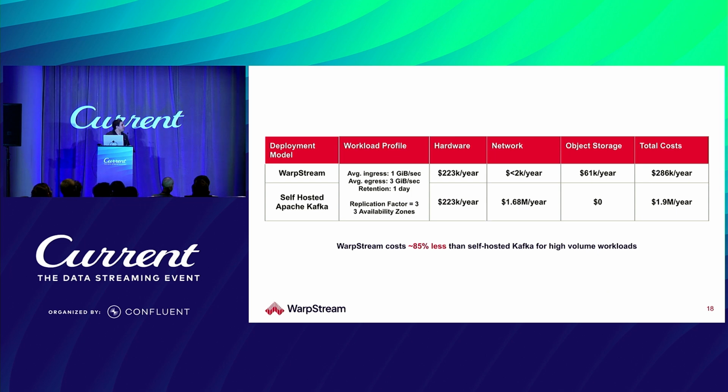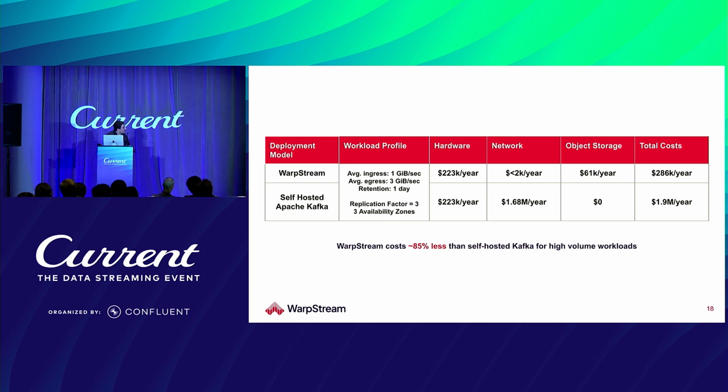So just to give you an idea of how expensive some of the stuff I'm talking about is, if you run a self-hosted open source Apache Kafka cluster with replication factor 3 and you run it in 3 availability zones, the hardware cost is almost a rounding error. The cost, this is with fetch from follower enabled, by the way, for a 1 gigabyte per second workload, just on interzone networking, you'll end up spending like $1.68 million per year without any discounts.